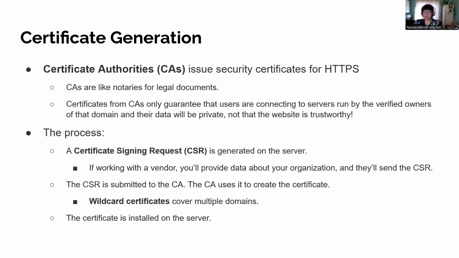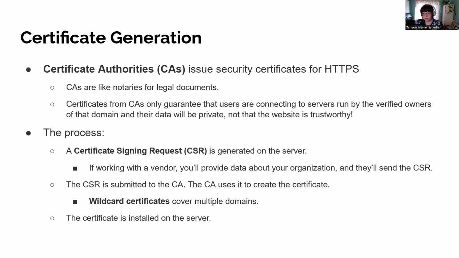The process for generating these certificates, which you might have to do or might already have had to do at your library: First, a certificate signing request is generated on the server. If you're working with a vendor, you'll provide some basic information about the organization and they will generate this certificate signing request. The CSR goes to the certificate authority and the certificate authority uses it to create the certificate, and then you have to put that certificate on the server.